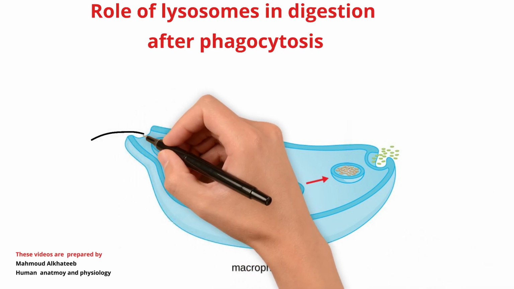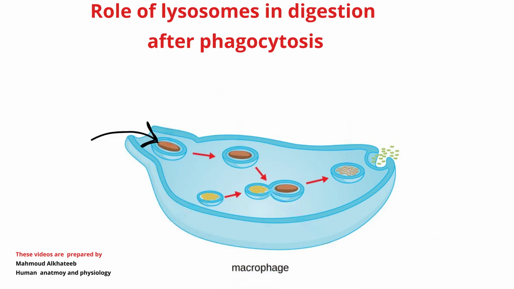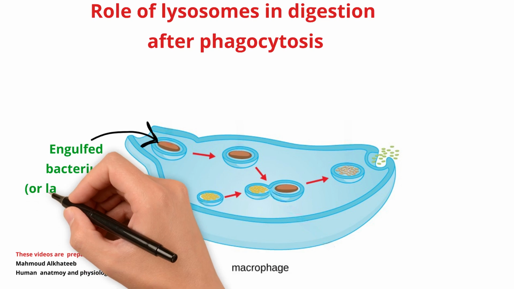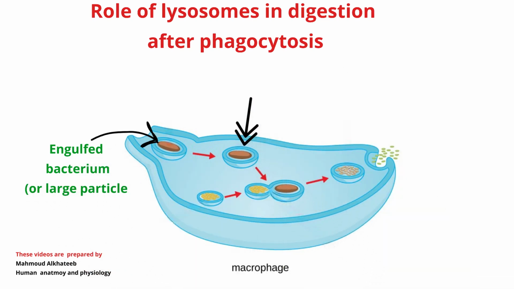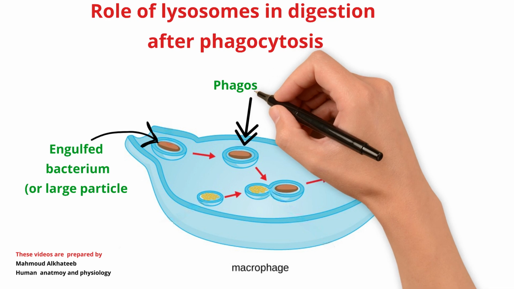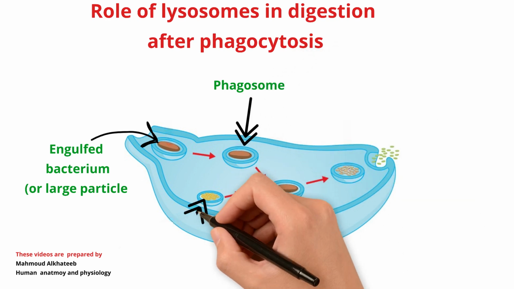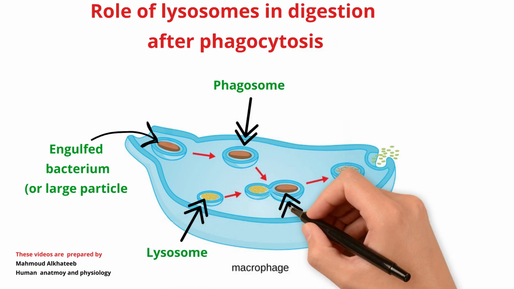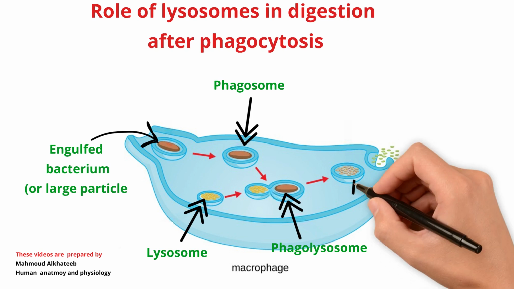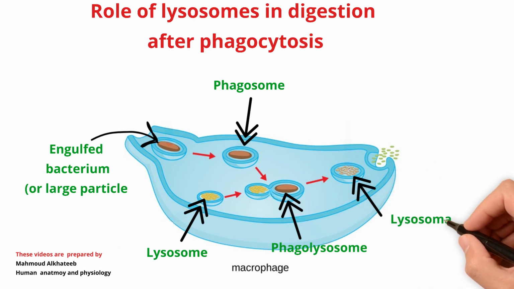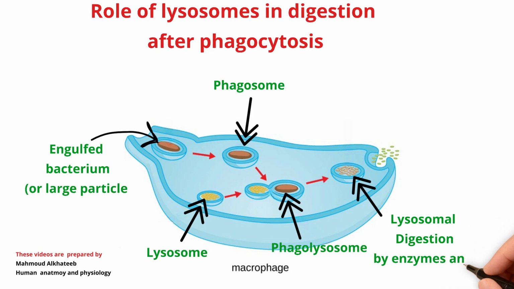As illustrated, once a bacterium or foreign particle is engulfed by a macrophage, it becomes enclosed within a membrane-bound vesicle known as a phagosome or phagocytosome. This phagosome subsequently fuses with a lysosome, forming a phagolysosome. Inside the phagolysosome, the engulfed material is subjected to enzymatic hydrolysis under the acidic conditions of the lysosomal lumen.